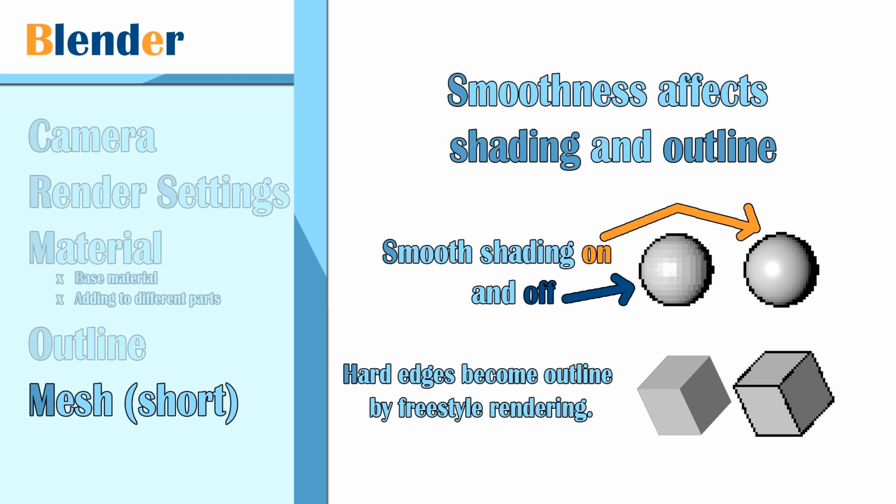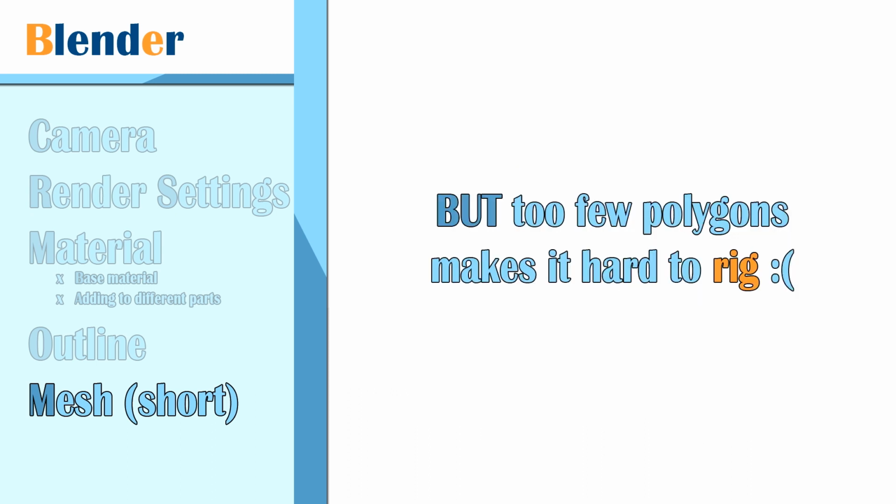Smoothness of the mesh affects both outline and shading. Besides the outline around the mesh, if you have well-defined edges in your model, the freestyle rendering option will render that as a line too. So keep that in mind when increasing your poly amount and using smooth shading. When making your character, of course you need to consider the polygon count enough for it to be rigged. So keep the polygon count not too high and not too low.